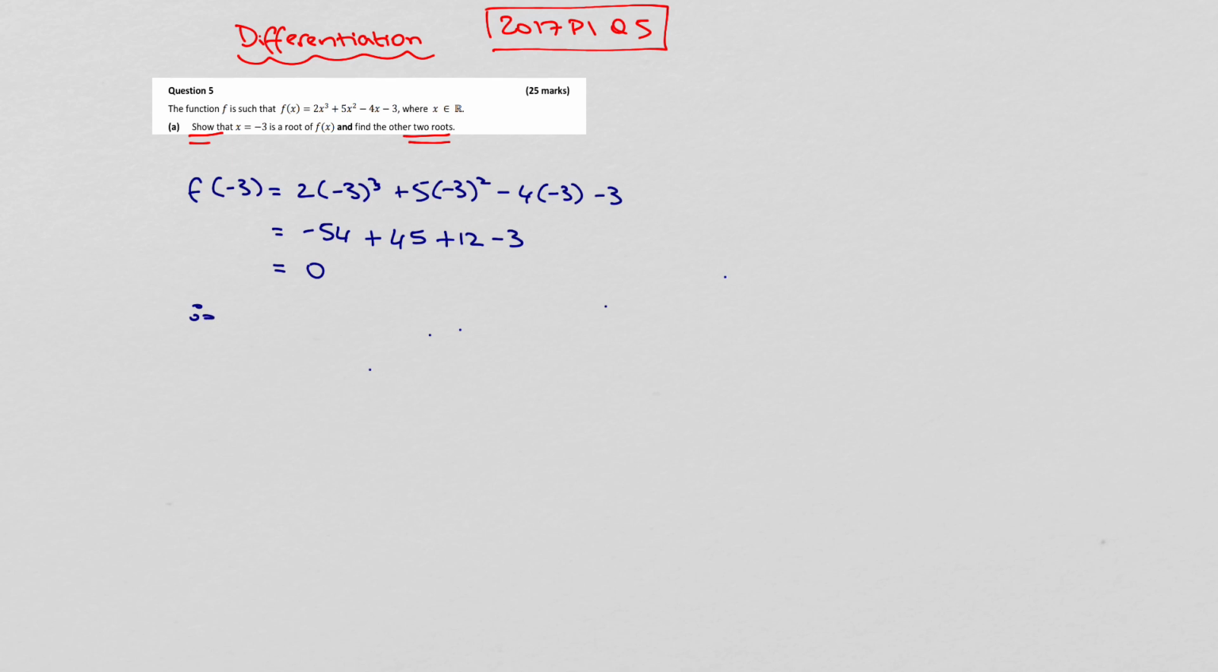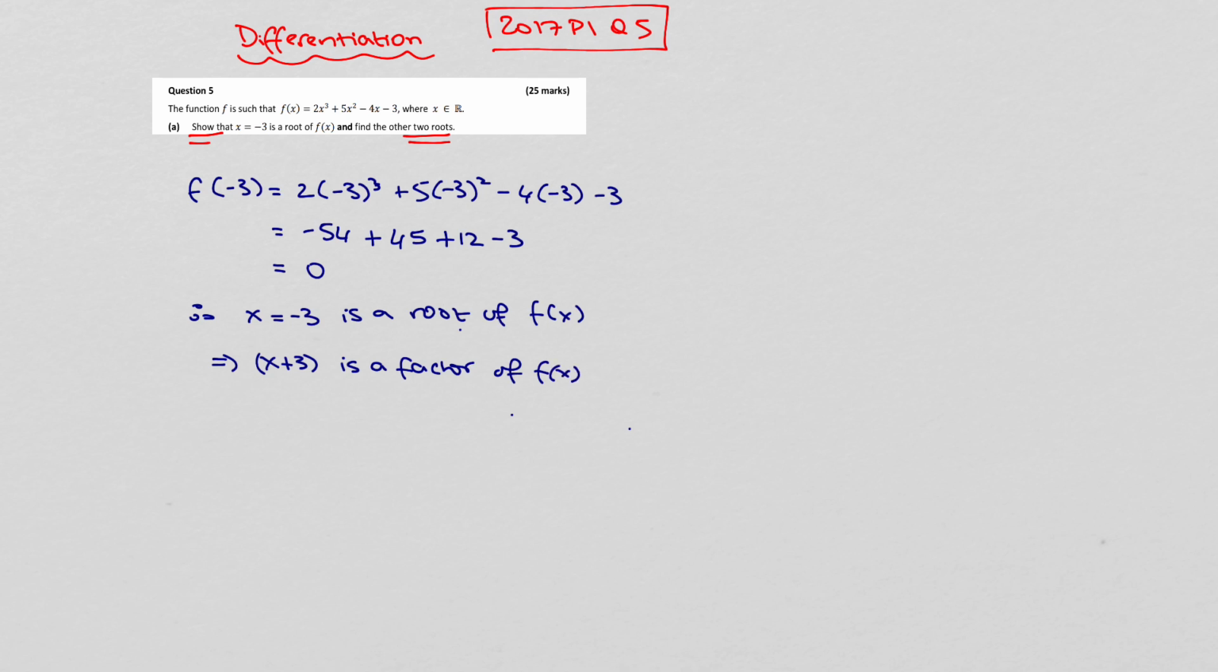So therefore what that tells us is that when we sub minus 3 into our function, our output is 0. So that tells us that x equals minus 3 is a root of the function f of x. And therefore that also tells us that x plus 3, in other words, if I bring the minus 3 to the left-hand side there, I get x plus 3. And that means that if x equals minus 3 is a root, x plus 3 is a factor.